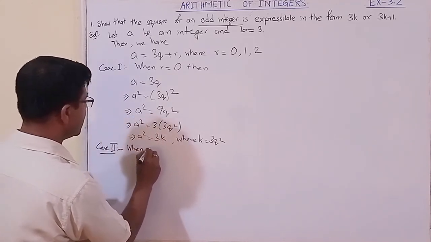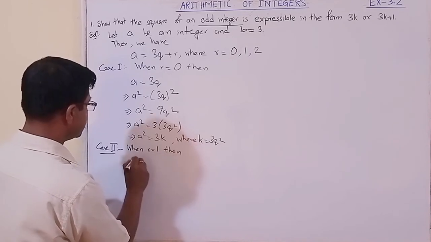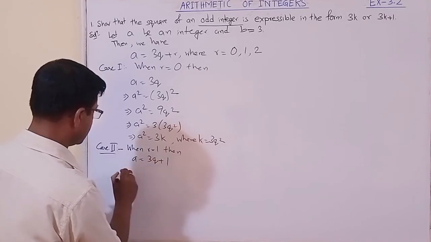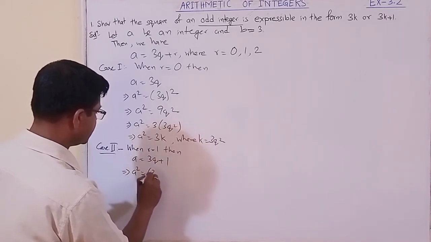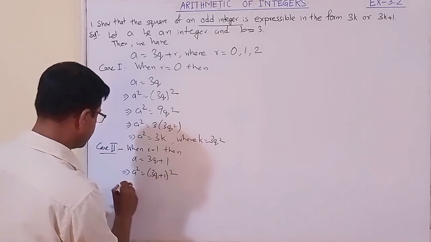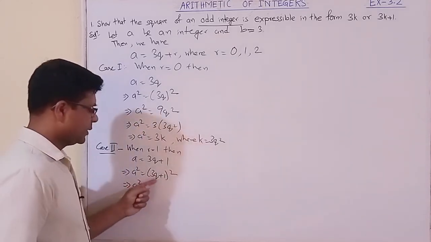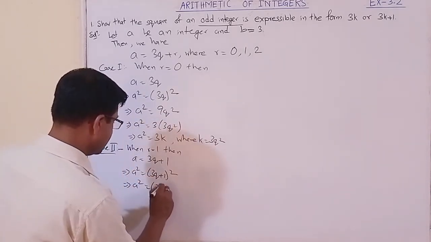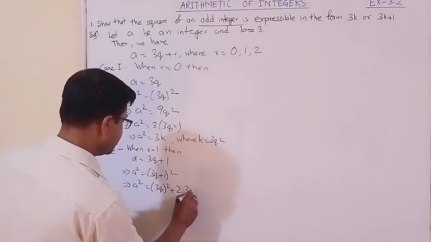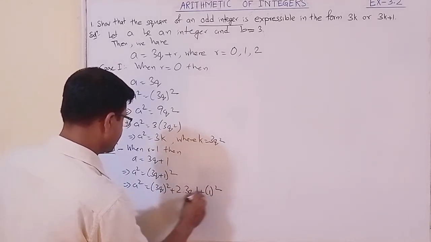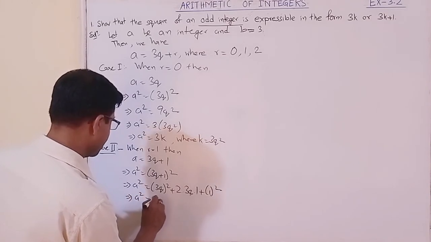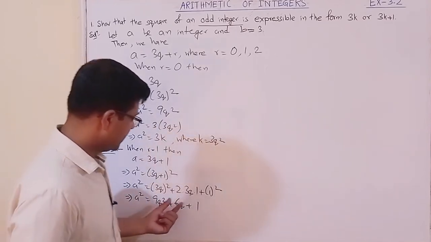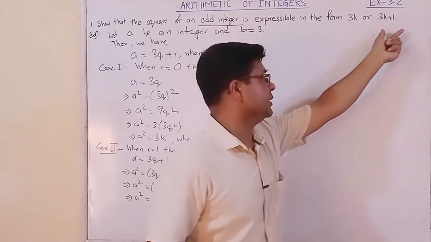Now case 2. When r is equal to 1, then a is 3q plus 1. Let us take it square, 3q plus 1 whole square. Now if we expand it, this is of the form a plus b whole square, so it is a square plus twice ab plus b square. This is 9q square plus 6q plus 1. Now think, this can be arranged in which form, either this or this? Obviously this, because plus 1 is there.